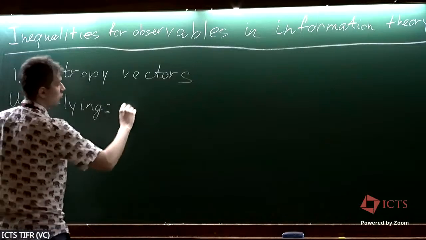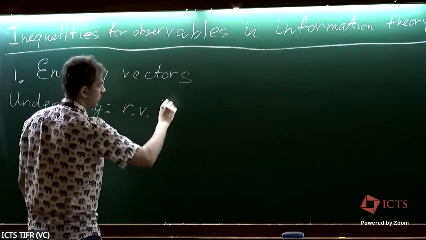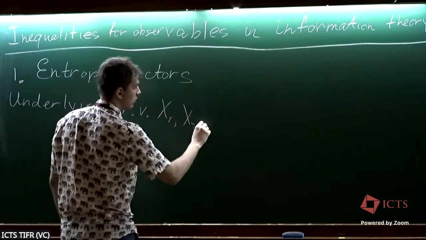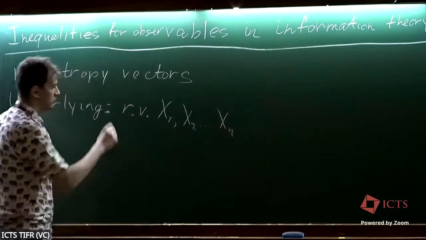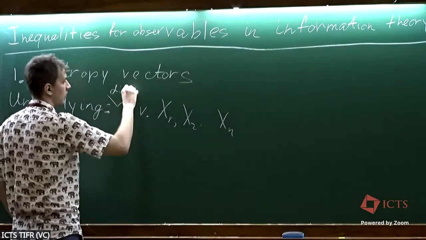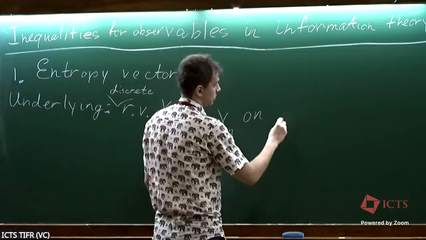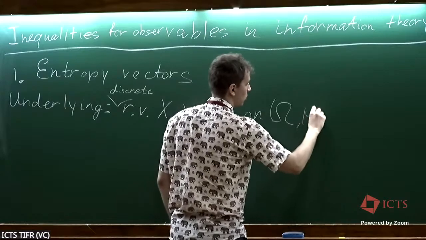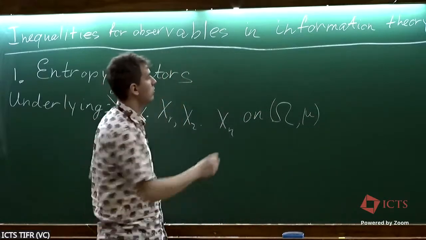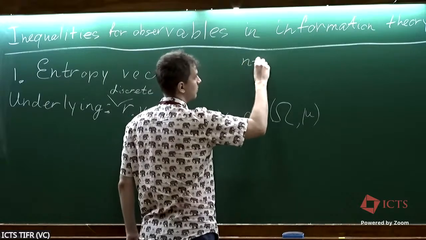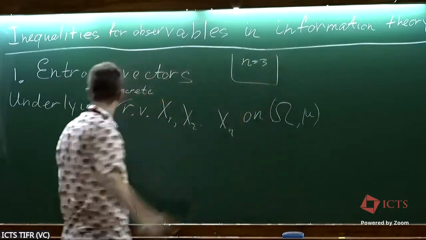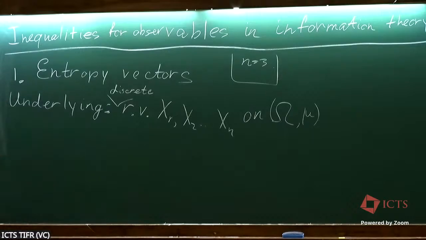We have random variables x1, x2, and so on, xn, discrete random variables, I should add, on some probability space omega. And for now, we can imagine that n is equal to 3. So we have 3 random variables on a probability space. And suppose that we don't see these variables, but we can only see their entropies.